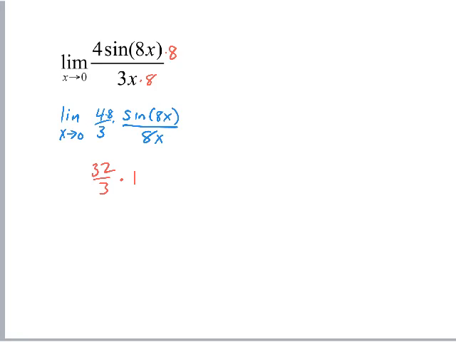Now I could write it as 2 limits, but I'm just going to let it be. This is 32 over 3. This is 1. So anything times 1 is just the 32 over 3. It's the number in front. So my answer to this problem is going to be 32 over 3. And I am done.